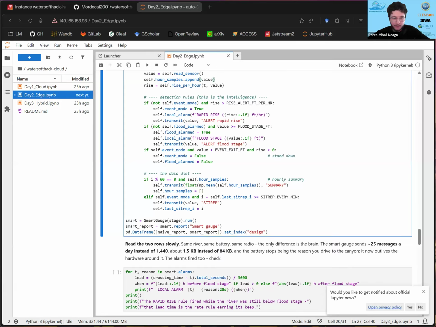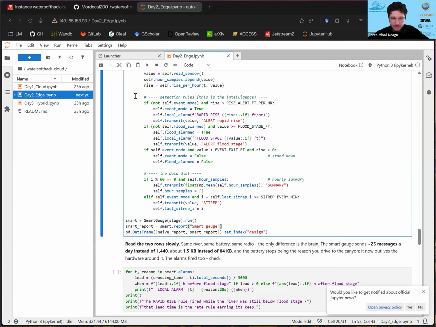And now, what's the interesting part? Remember, we had 1,440 messages for the naive streamer. The smart gauge is going to send 25 messages, and this is going to increase when there's floods. So this is 1.5 kilobytes instead of 84 kilobytes, which is very important.